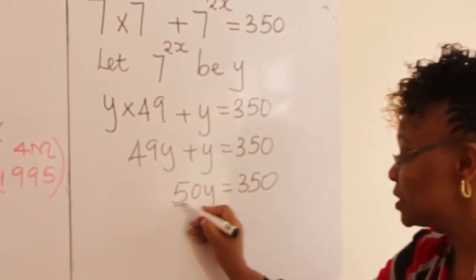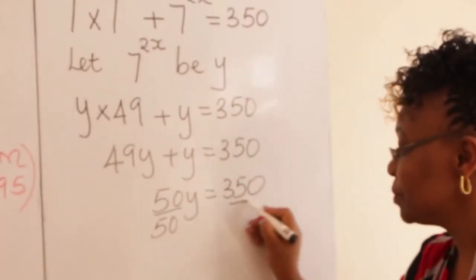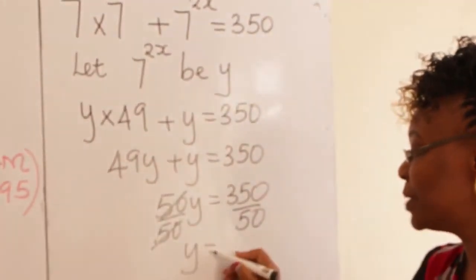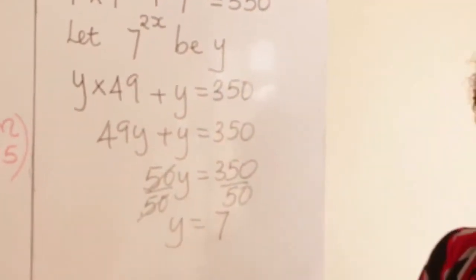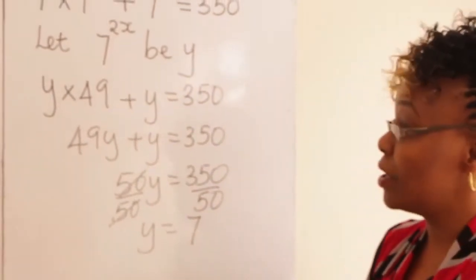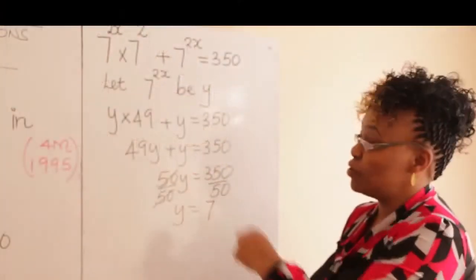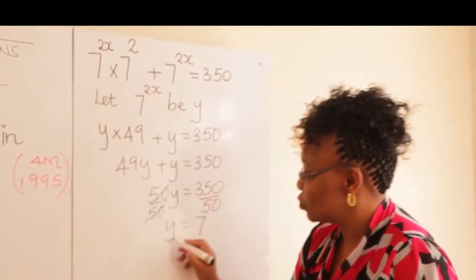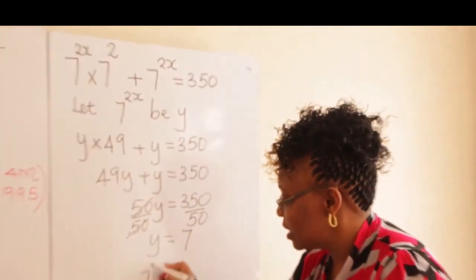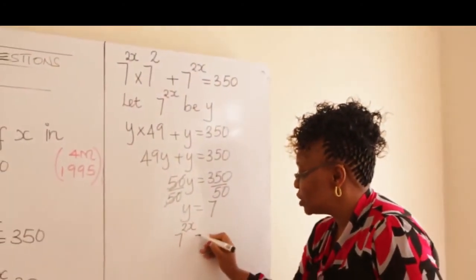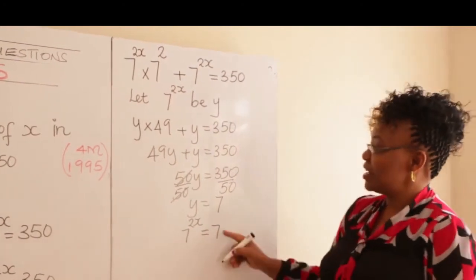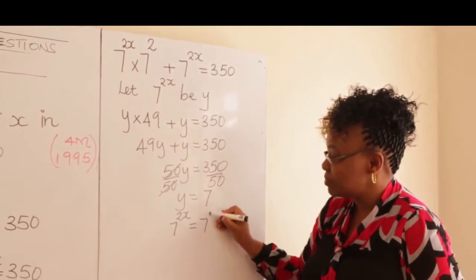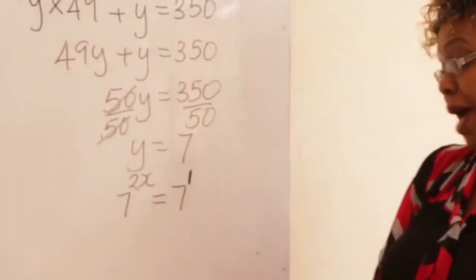Okay, divide both sides by 50 to get y, and therefore y will be equal to what? 7. But again, we don't want y, we want x. We are told find the value of x. So you come here, your y was what? 7 raised to 2x, which is therefore 7. 7 is raised to what? Once you raise 7 like this, it means it is raised to power 1.